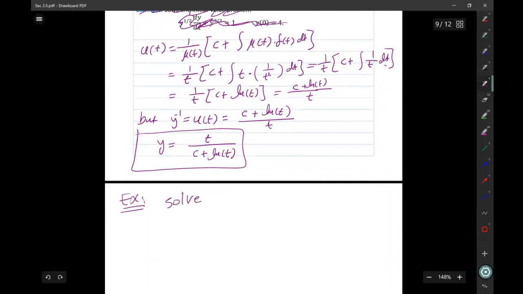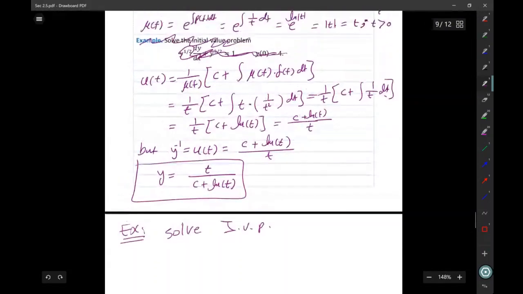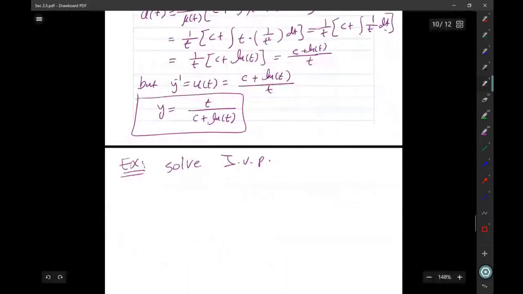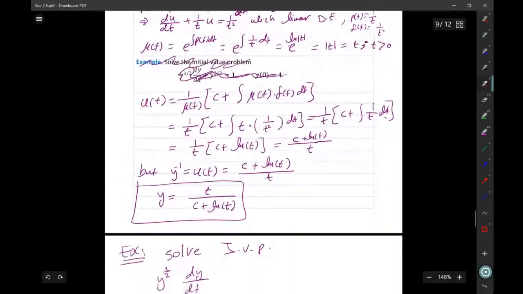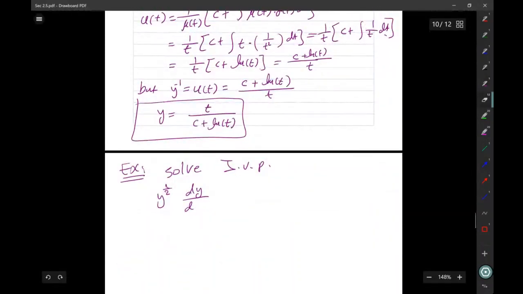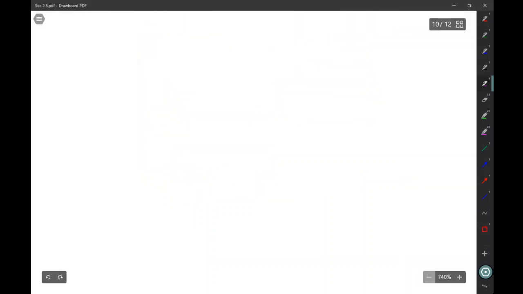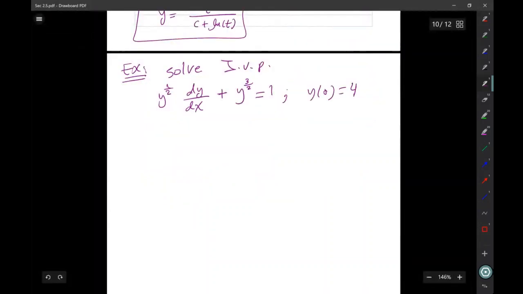Solve the initial value problem: y to the power half dy by dx plus y to the power 3 by 2 is equal to 1, where y of 0 is equal to 4. Again, I have to write it in the standard form.